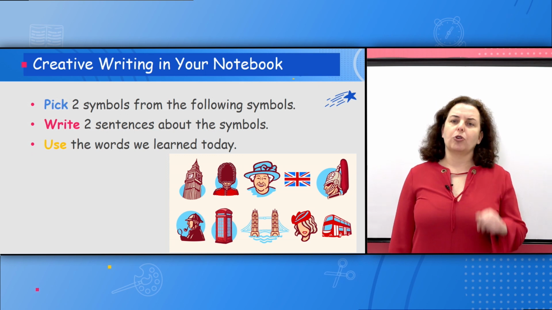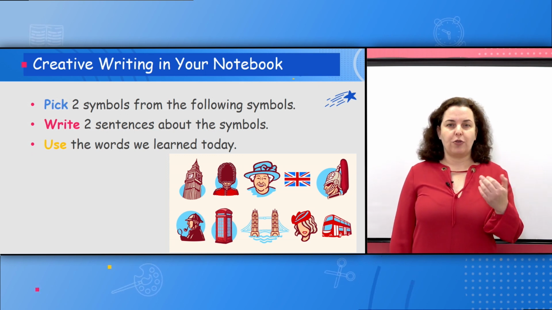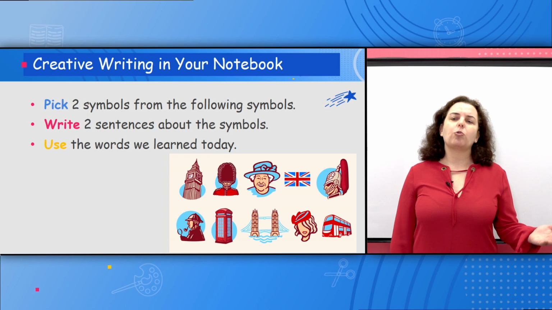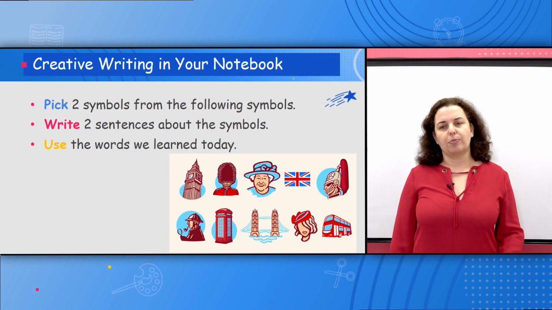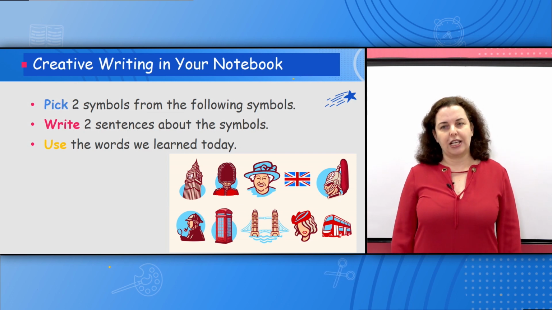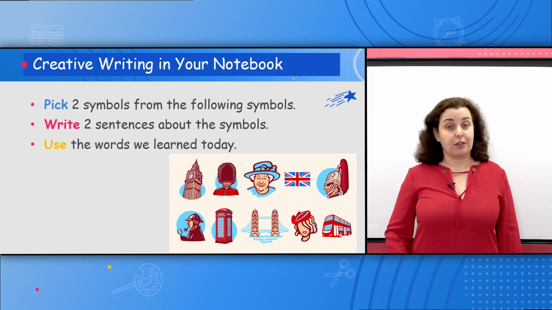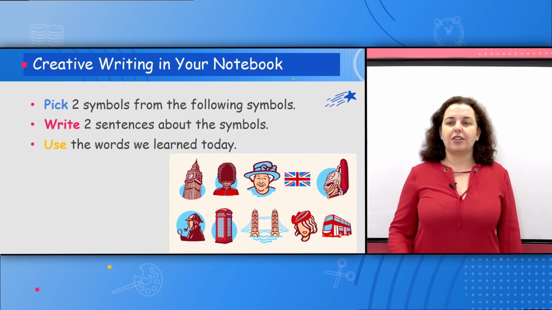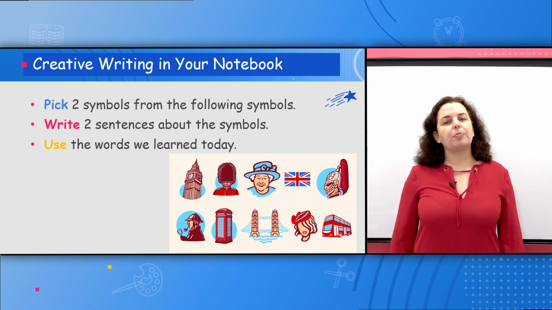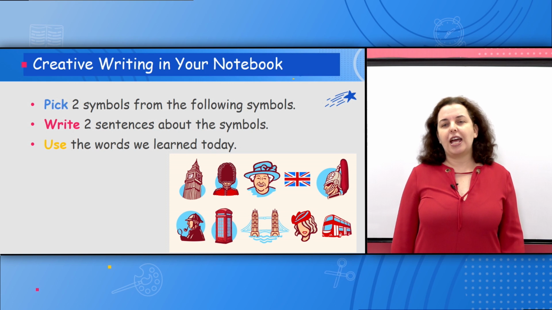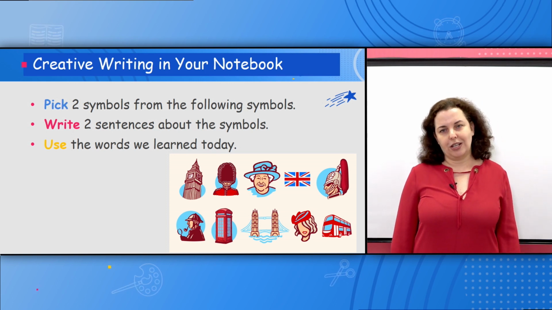Creative writing. In your notebook, please pick 2 symbols from the following symbols. Write 2 sentences about the symbols. Use the words we learned today. Let's look at the symbols. So we have the clock tower, we have the guard, Queen Elizabeth, we have the English flag, we have a telephone below, that's a telephone booth in England, we have the double-decker, and any other symbol that you know of. I would like you to pick 2 symbols, write 2 sentences about them, and if you can, use the words we learned today. Good luck!